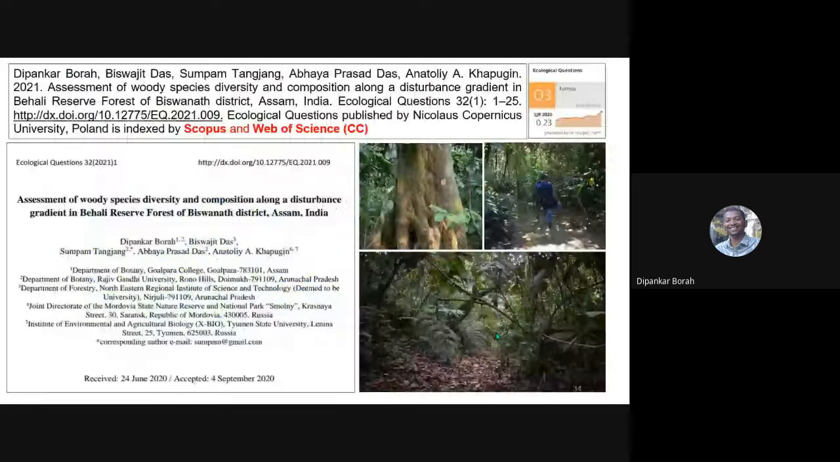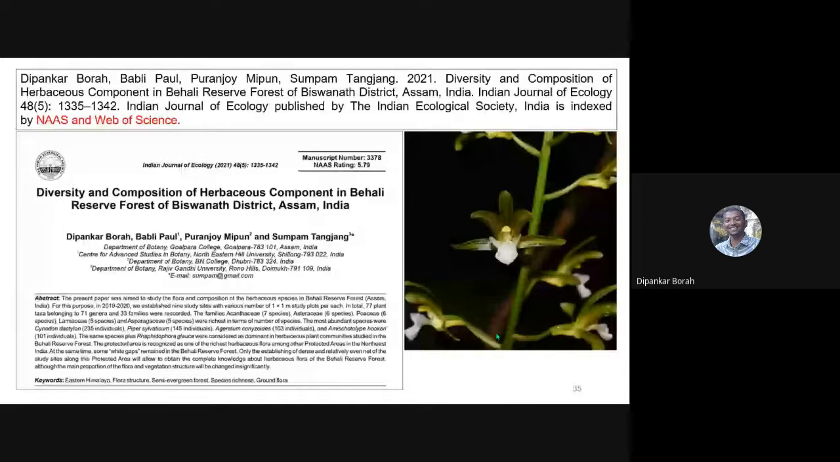The data on the assessment of woody species diversity and composition was then published in the journal Ecological Questions, which is published by Nicolaus Copernicus University, Poland. Then the data on the herbaceous component of Behali Reserve Forest was published in the Indian Journal of Ecology, published by the Indian Ecological Society, India.